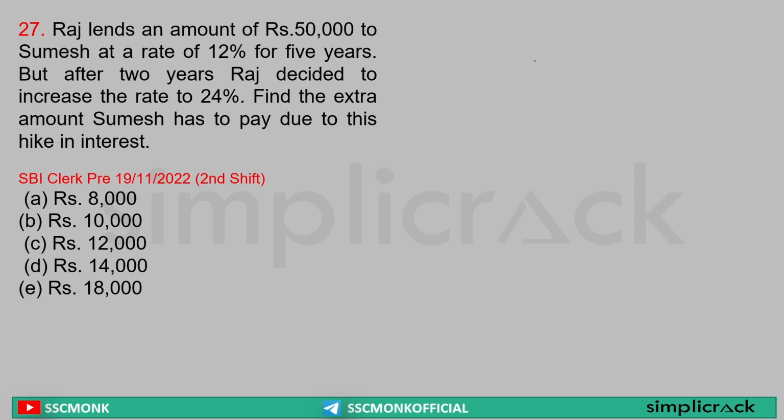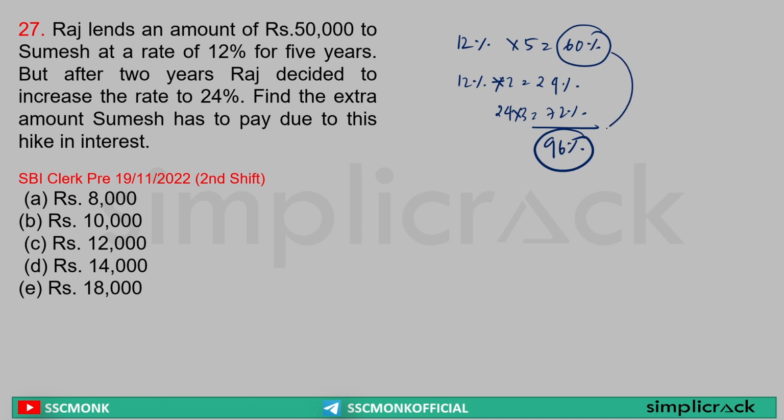Now understand this. When Raj was giving him 12% for 5 years, total interest was 60%. Now, Raj takes 12% for 2 years, then he increased the rate to 24% for the next 3 years, that means 72%. So what is the total rate of income in this new arrangement? That is 96%. Sir, 96% in the new arrangement, old arrangement 60%. What is the gap? 36% of 50,000 divided by 100, zeros crossed out. Sir, this is equal to 18,000.